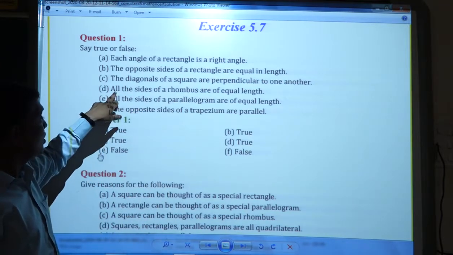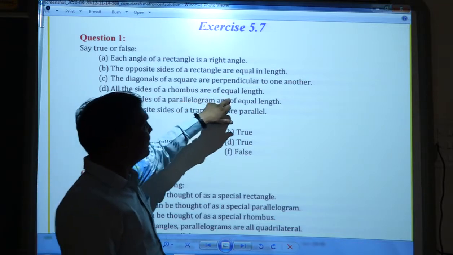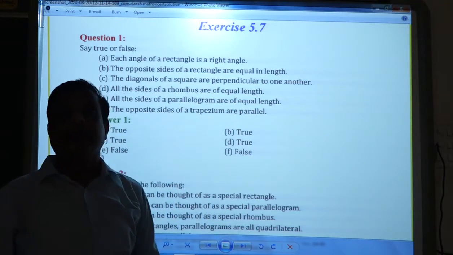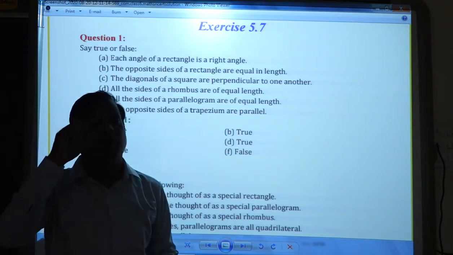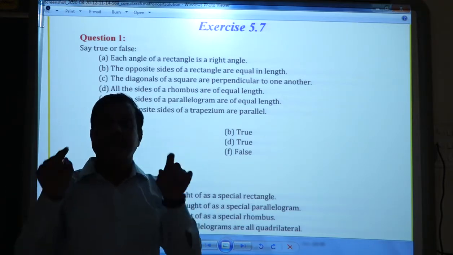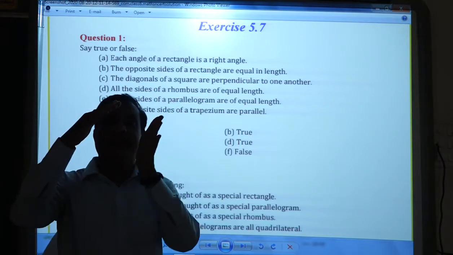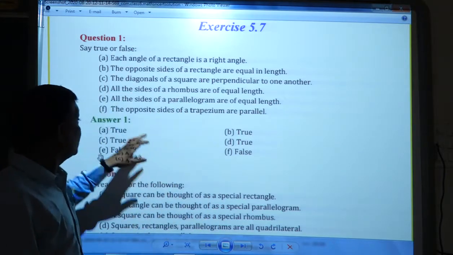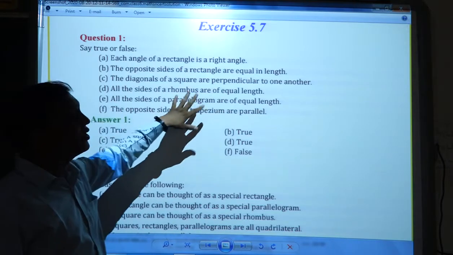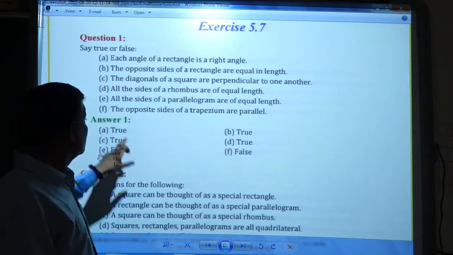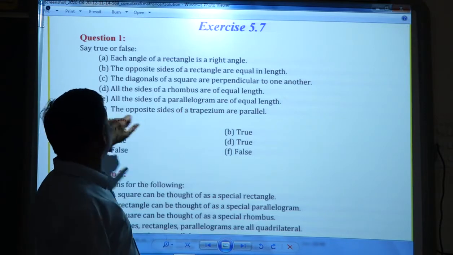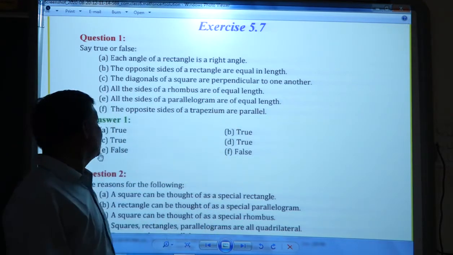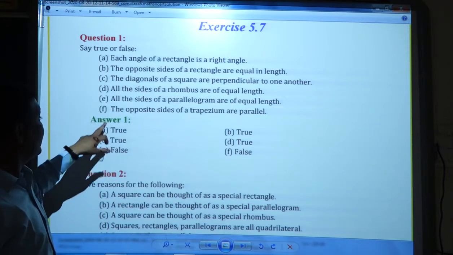Next: all the sides of a rhombus are equal in length. A rhombus looks like a square but is not a square. A square is straight, and the rhombus is a little slanted. In a rhombus all the sides are equal but all angles are not equal. So yes, all sides of a rhombus are equal. It is also true.